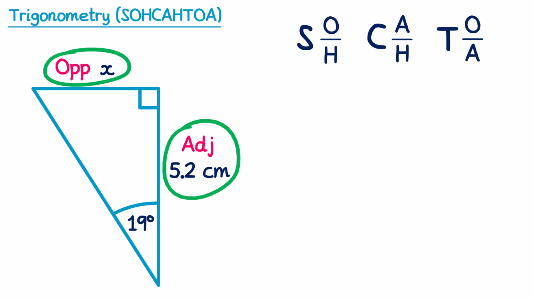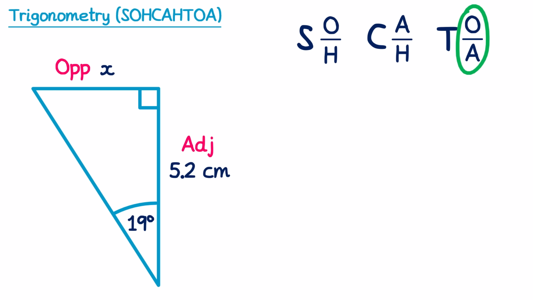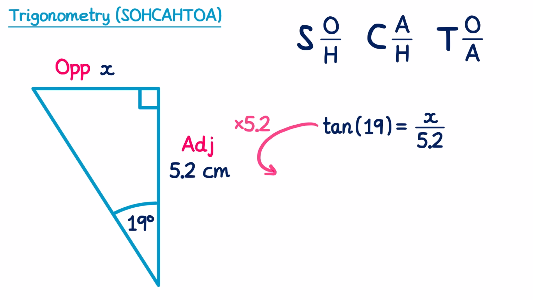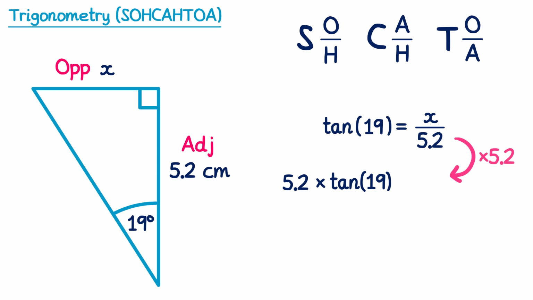So we do need to use the opposite and the adjacent. Looking at SOHCAHTOA, the one that has O and A in it is tan. So we write out tan theta is the opposite over the adjacent. And let's substitute those in. Theta is the angle, that's 19 degrees. The opposite is x, and the adjacent is 5.2. To solve this, we multiply both sides by 5.2. On the left, we have 5.2 lots of tan 19, and on the right, the 5.2s will cancel, so we have x.